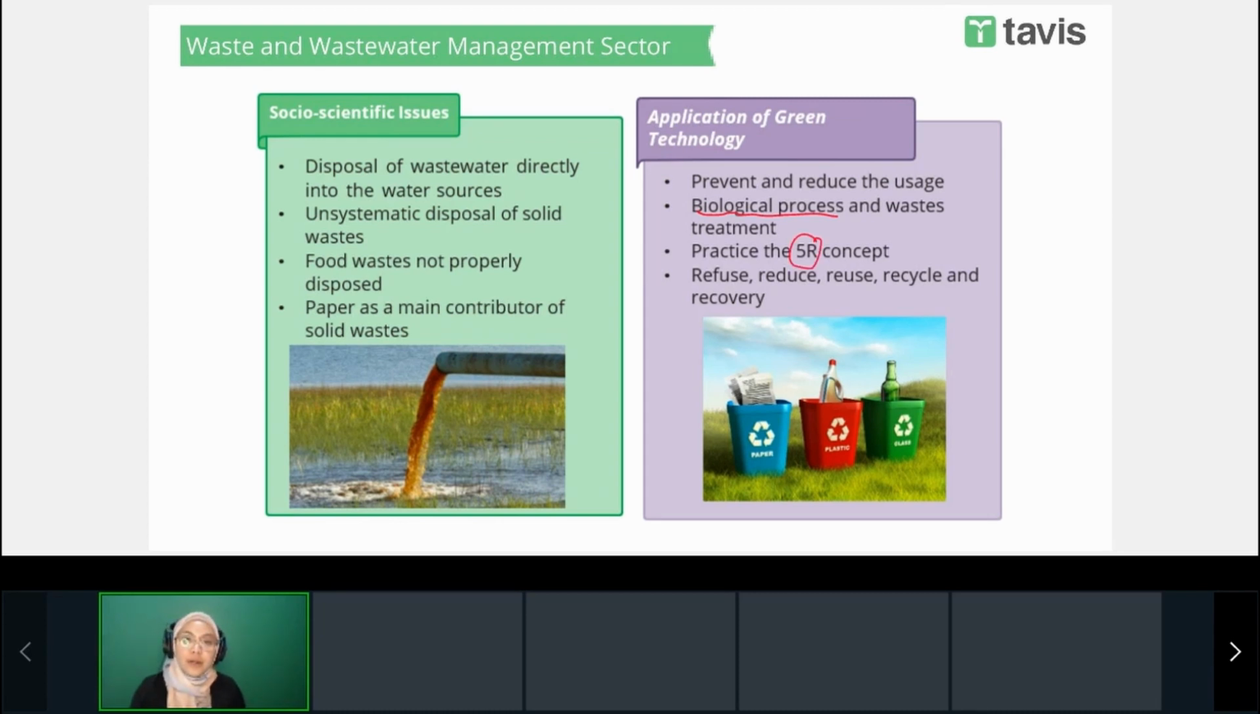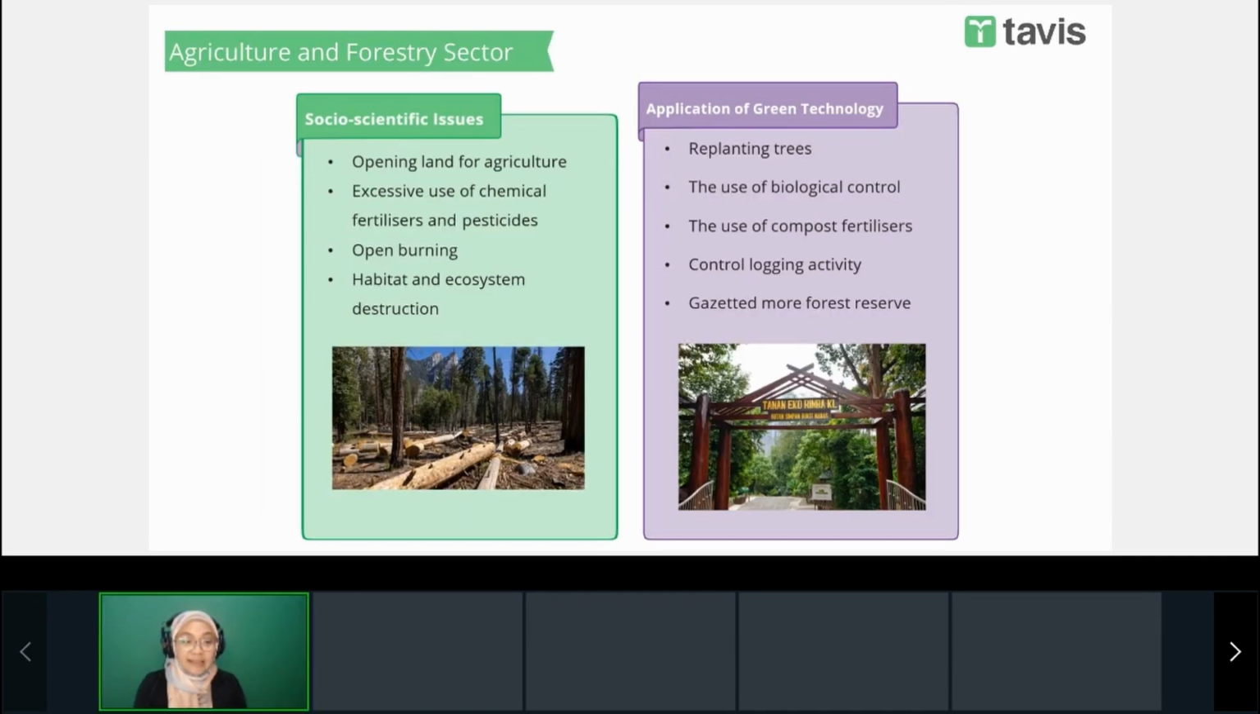5R comprises refuse and reduce. We refuse the usage of paper. We reduce the usage of paper by practicing paperless billing. We can also reuse paper. Let's say if a paper is filled up on one side, then the other side we can use as well. We want to minimize the usage of paper, yeah? And then we can recycle the paper. You can see the picture over here. Recycle paper, plastic and glass separately. And recovery.